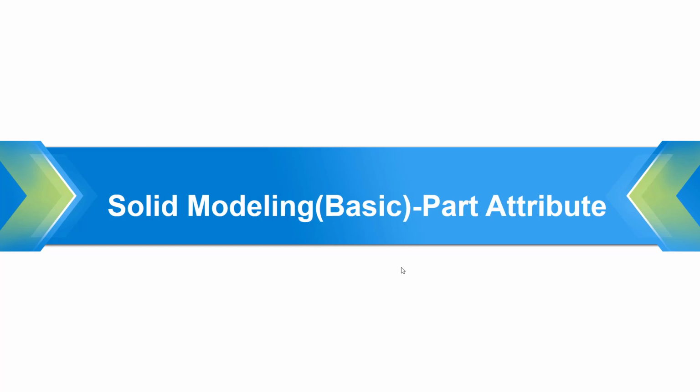It's also the last chapter of solid modeling basic. In this chapter, I will show you how to define appearance attribute, physical attribute, standard attribute, and user attribute. Now let's get started.